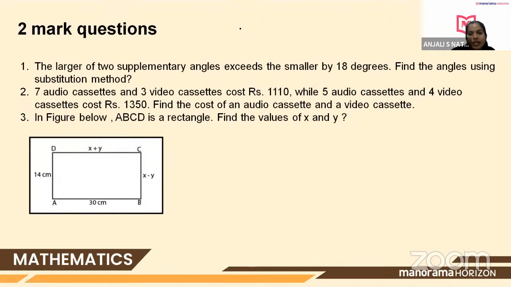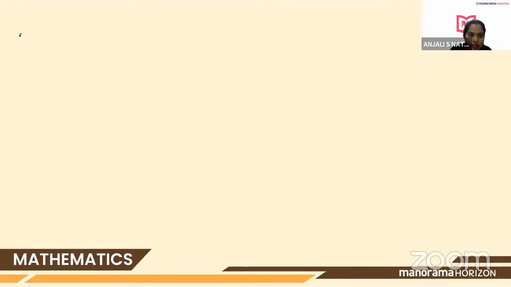Okay, very good. So moving to the 2 mark questions. The first question is, the larger of two supplementary angles exceeds the smaller by 18 degrees. Find the angles using substitution method. They specifically ask that you should find the angles using substitution method, so use substitution method only. Okay. So question 1.